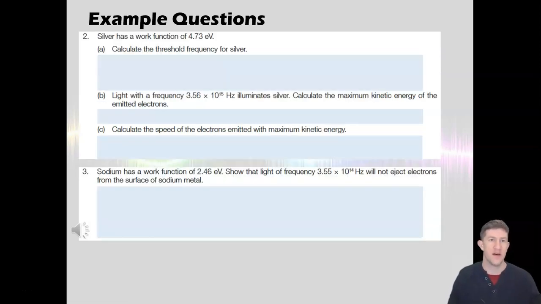Part 2. We're given the work function of silver, and we calculate the threshold frequency for it. Then we've got the frequency of light that illuminates the silver, and we calculate Kmax, so the same sort of style. Calculate the speed of the electrons emitted with the maximum kinetic energy. And then again in 3, for sodium, you're given the work function, and they ask you to show that the frequency of light will not eject electrons from it. It's slightly different in 3 because they're showing that this is not ejecting electrons. So basically what you want to show is that this is not enough to obtain the work function.